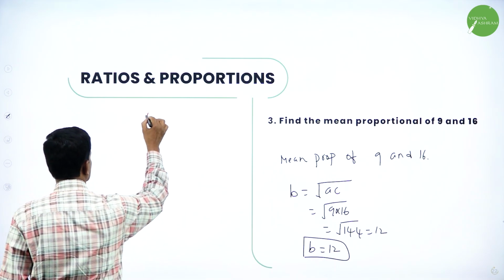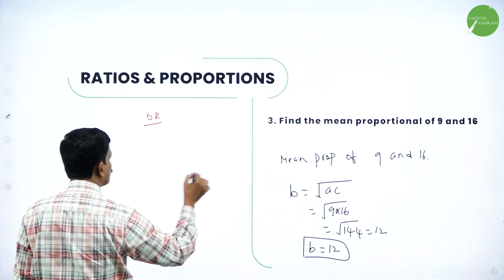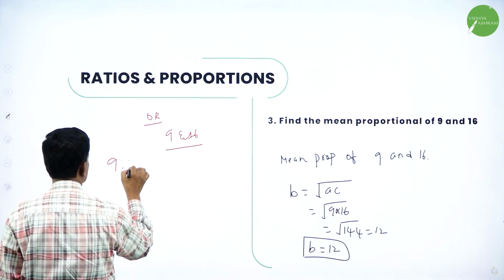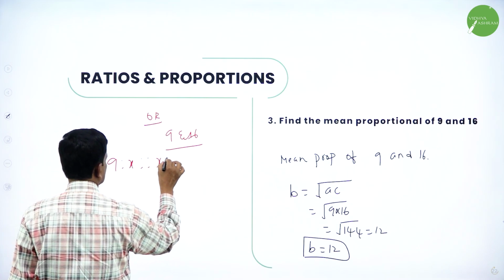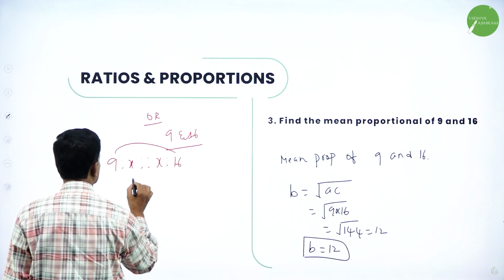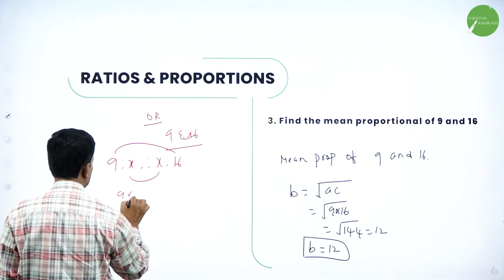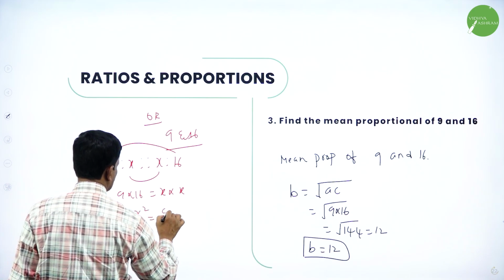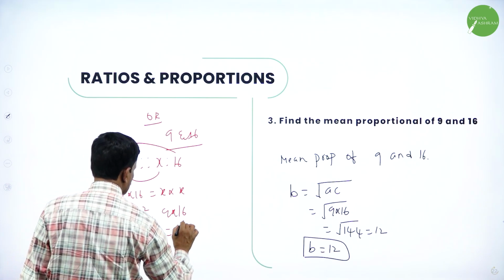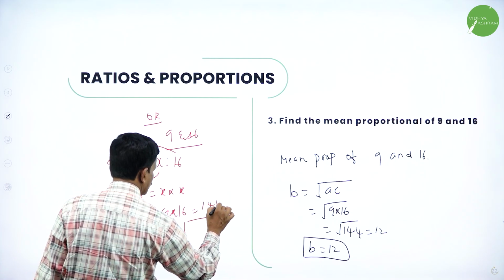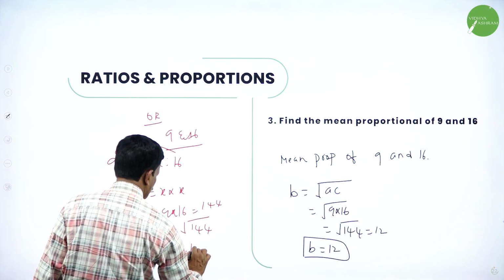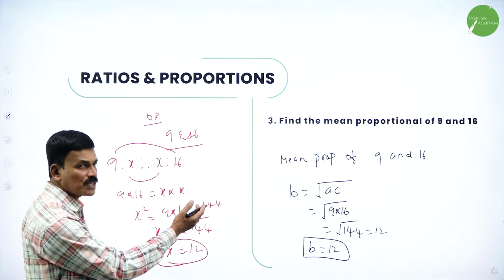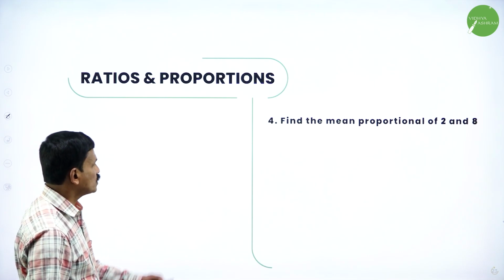Or you can also solve it like this. The mean proportional of 9 and 16. That is 9 is to x is to 16. Multiply it. So 9 times 16 is equal to x times x. x square is equal to 9 times 16. x is equal to the root of 144. Square root of 144 is 12. x is equal to 12. That's it. Anyway, you can use the formula straight away or you can simplify like this. Move on to the next problem.